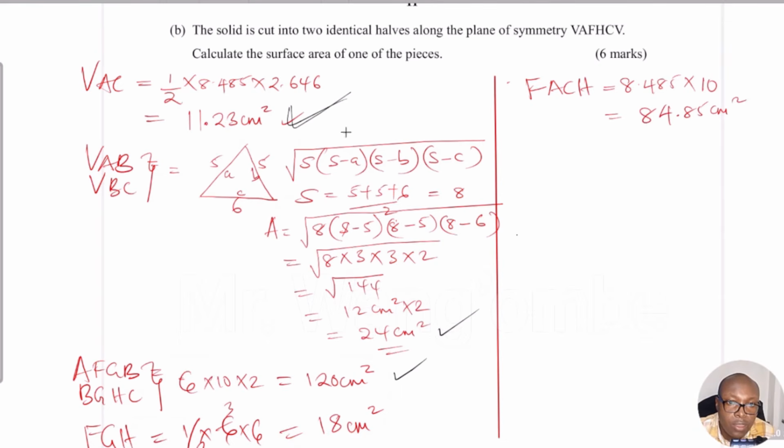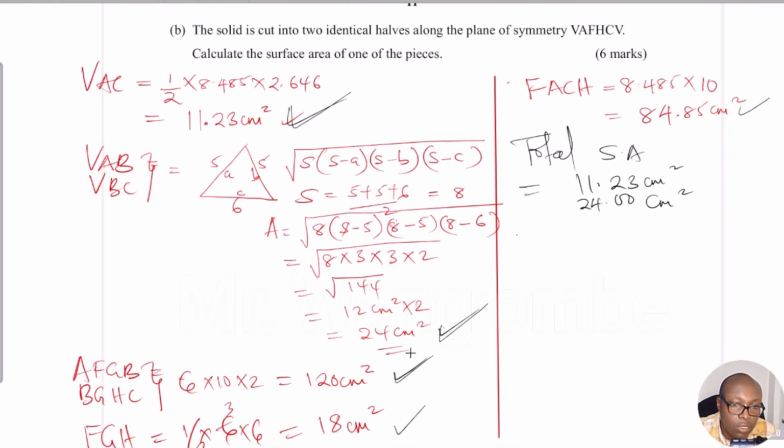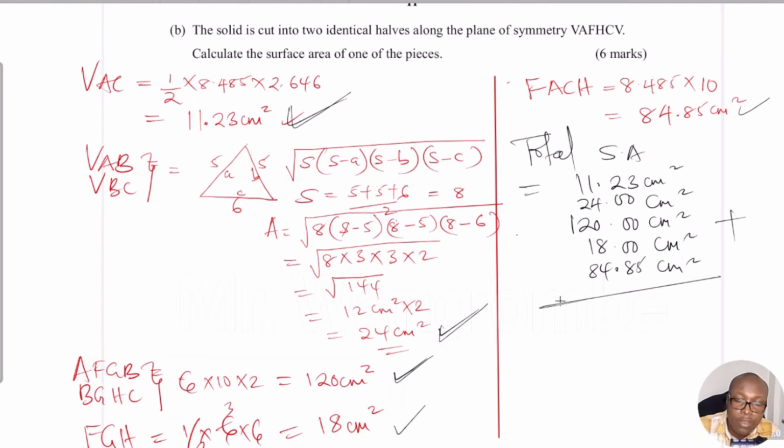So the first one is there, then the second one we have it there, then the other one is there, then 18, and then the last one is there. So now get the total surface area of all the faces. The first one, VAC, 11.23 centimeters squared. The second one is 24, two of them that we combined, centimeters squared. Then the third one is 120 centimeters squared, and then we have 18.00 centimeters squared, and then the last one 84.85 centimeters squared.